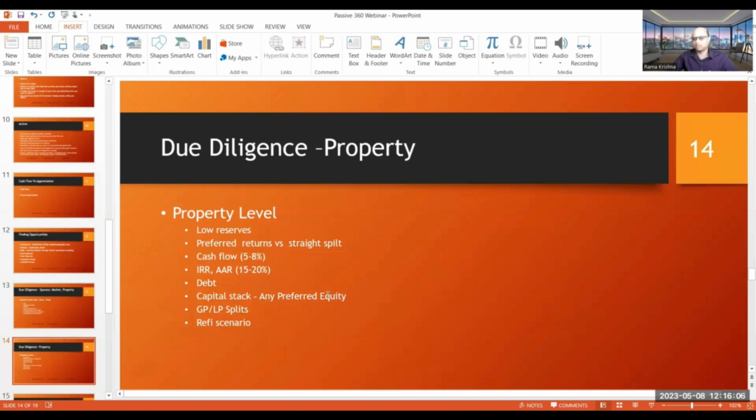And also what are the GP/LP splits? Is that 70-30 or 80-20? And how is the waterfall structure? And how about refi scenarios, how will that be executed?